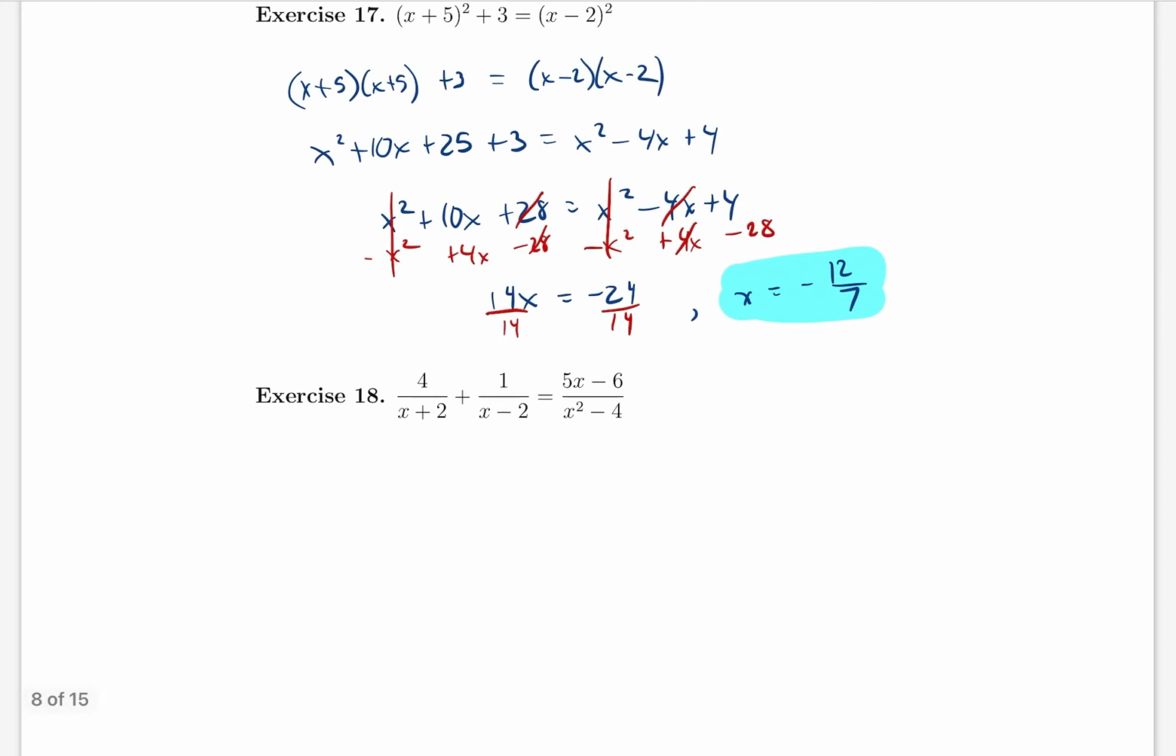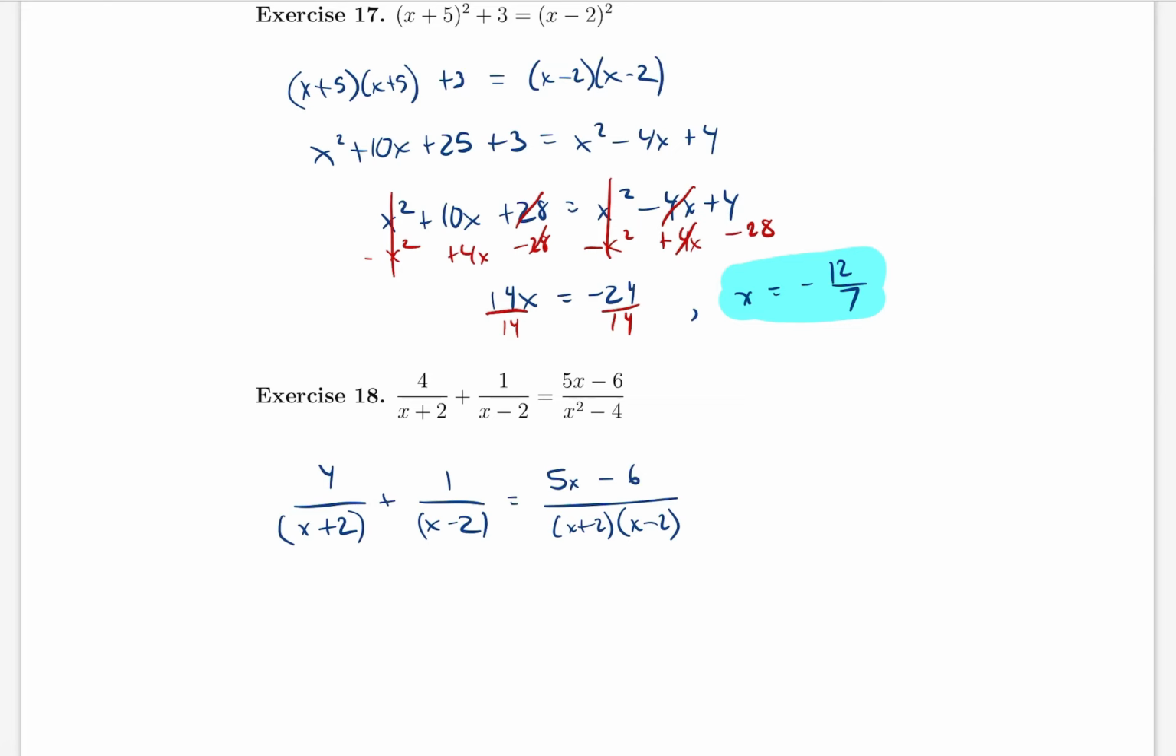For the next problem, we have an equation that involves rational expressions. So in this situation, you need to factor all of the denominators first. So this is the difference of two squares. So this becomes x plus 2, x minus 2 after factoring. Then you want to multiply everything by the LCD.